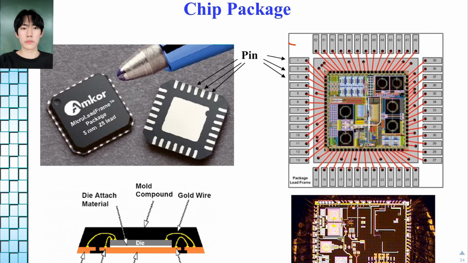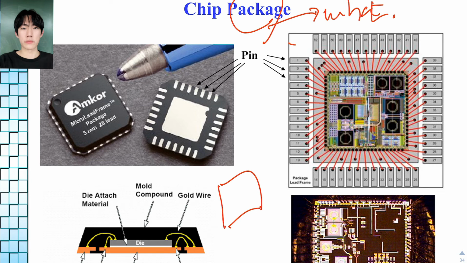I will explain about chip packaging. First, what is the package process? The chip package process is the final processing of making a semiconductor. The usual method of packaging is to connect the die using metal wire in the package. This is the package and the connecting metal wire.